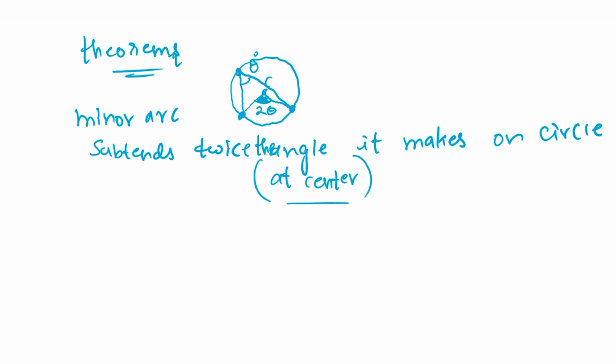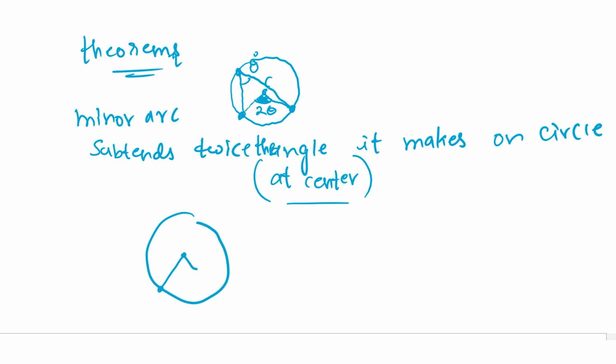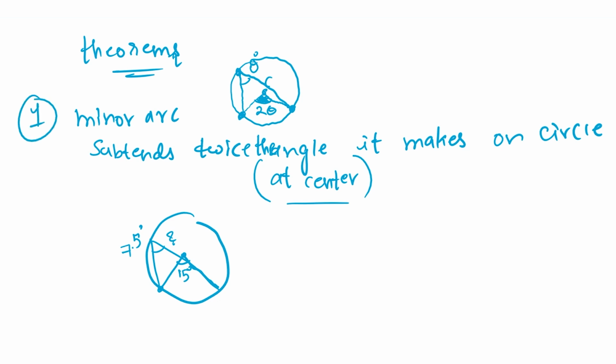So at the center, let's say this is 15 degrees. How much will this angle be? 7.5. So this is the first theorem. The second theorem is: the angle at the circumference in a semicircle is a right angle.